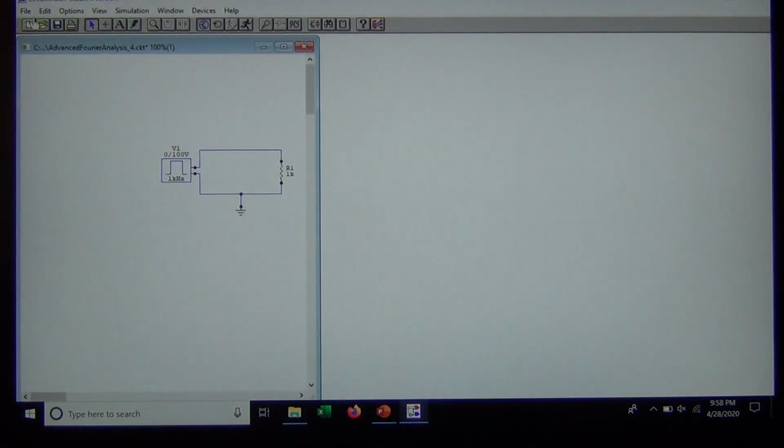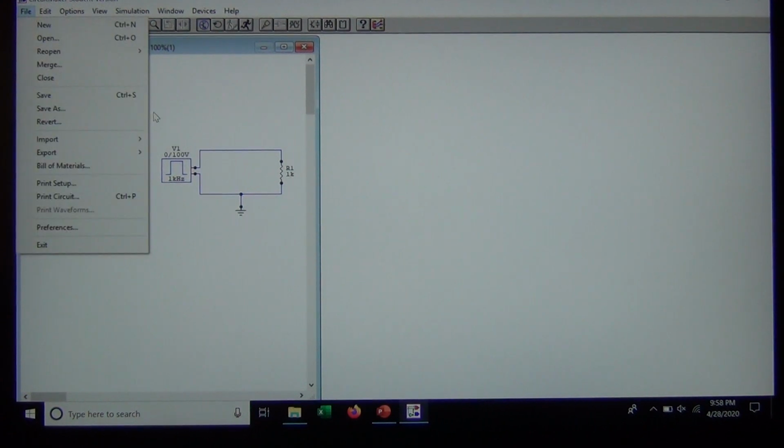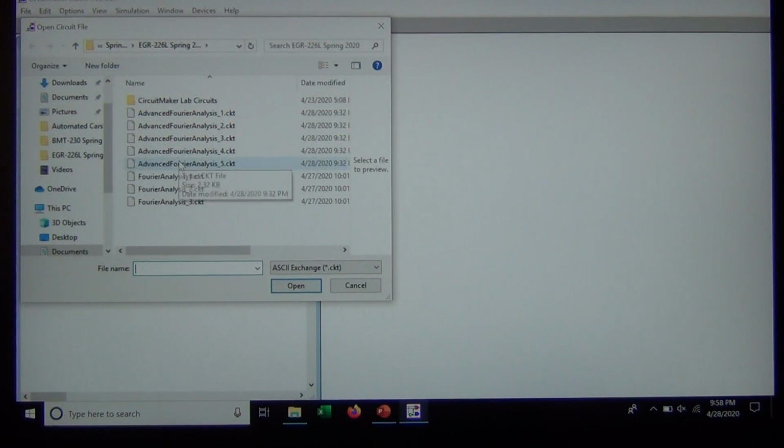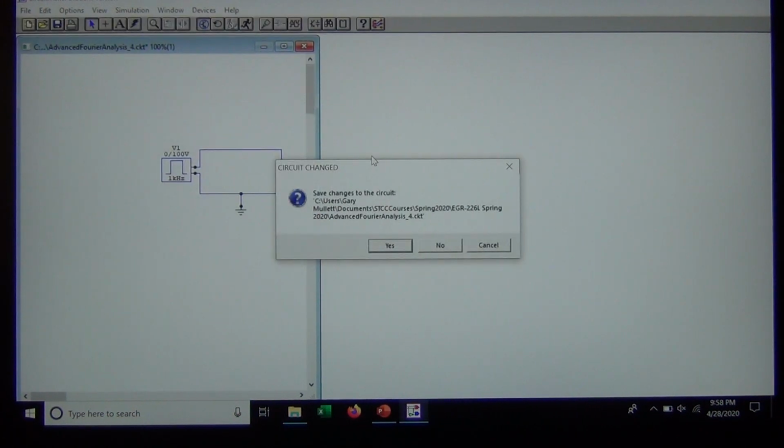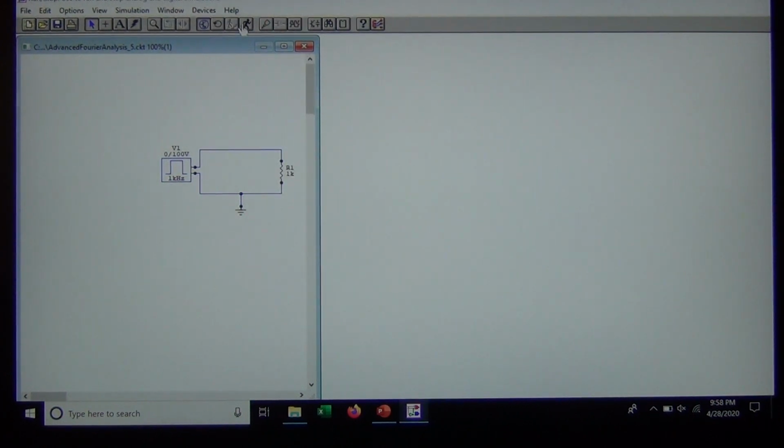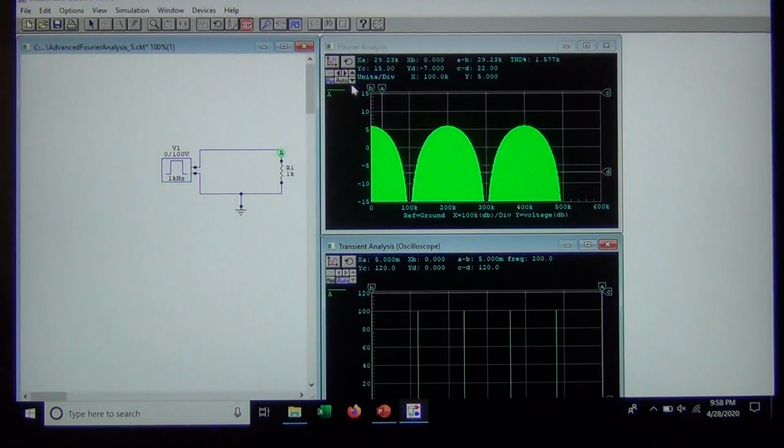I'm going to get rid of that one and go to the last one, and now what I've got is a periodic bunch of impulses. That is, I've got very short pulses, like lightning strikes or lightning bolts. Let's take a look at what happens with this one. I'll open it up. We don't want to save anything, and we'll open it up and see what we have.